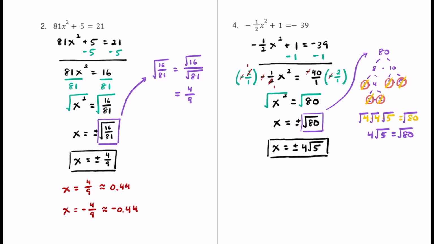Now if you wanted to separate the two solutions, we could say x is equal to a positive 4 root 5. We could also say that x is equal to a negative 4 root 5. And just in case you wanted to see what this was approximately as a decimal, this would be about 8.94 rounded to the nearest hundredths place, and the second one would be negative 8.94.